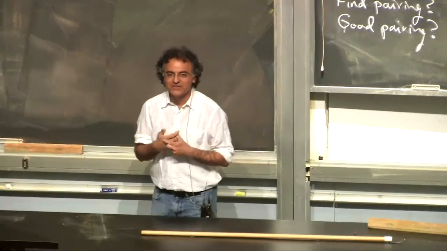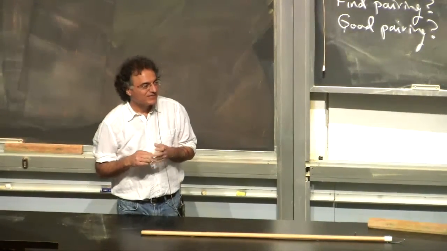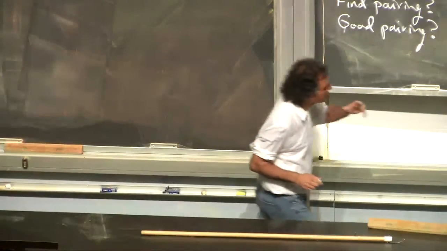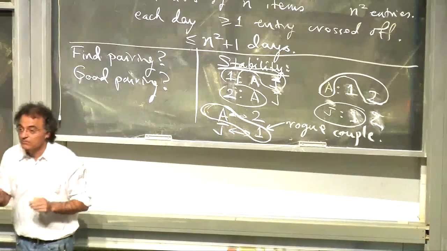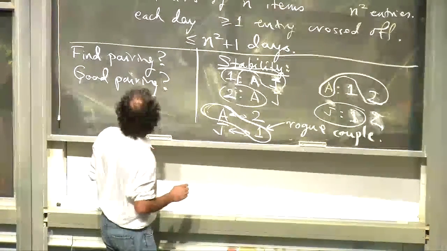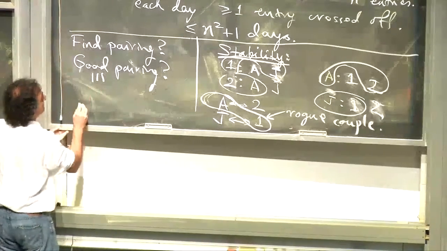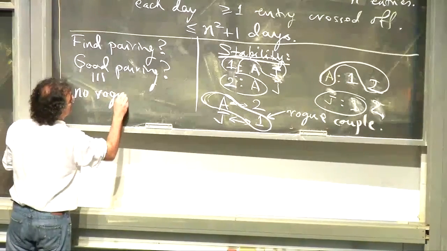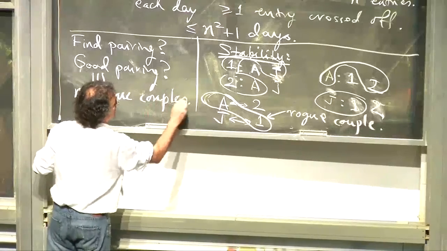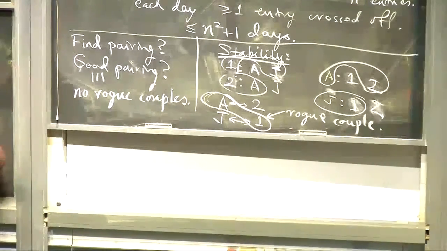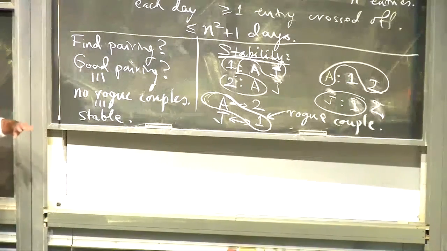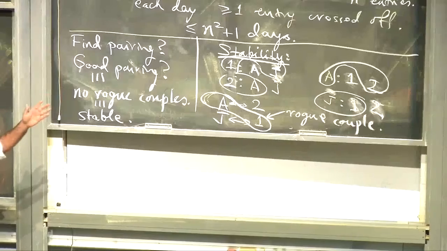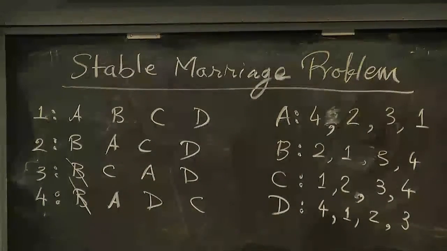Okay, so what we want to do is, our notion of a good pairing is one which has no rogue couples. So good is equal to no rogue couples. And we'll call that stable. Hence the name, stable marriage problem. So that's what we are trying after. So our problem now is well defined. That's what we are after.